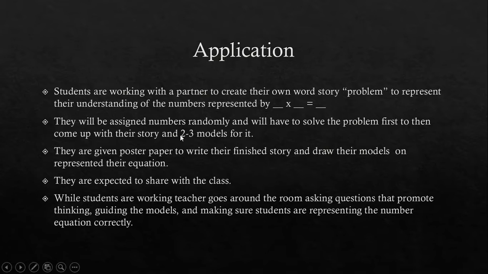Once they've come up with their story, they're going to figure out 2 to 3 ways to model it. They are going to have to solve the problem, so they can use their story to solve it, or they could solve it beforehand, depending on how they want to do it, but they do need to have 2 to 3 good models solving their problem. They're given poster paper to write their finished product and draw their models, and then they're expected to share with the class. So make sure you let them know this beforehand so they know what's coming and that they want to make it look good so the rest of the class can understand what they were thinking.